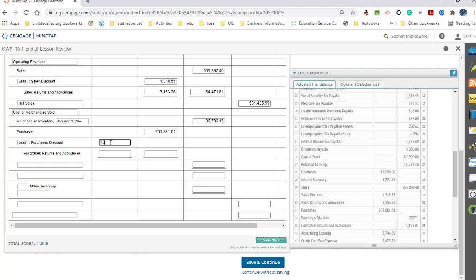So we had $737.71 and $1,196.01. And when we total those, we get $1,933.72. And so we're going to subtract those two numbers and come up with 201,947 and 29 cents. So we're subtracting the previous column because it says less. And that gives us our net purchases.